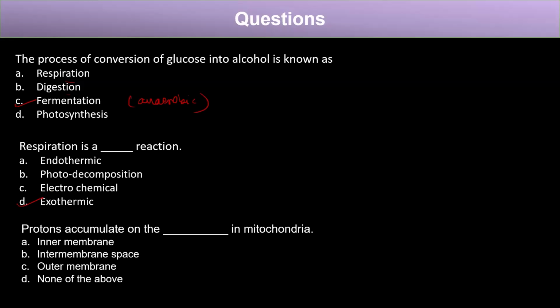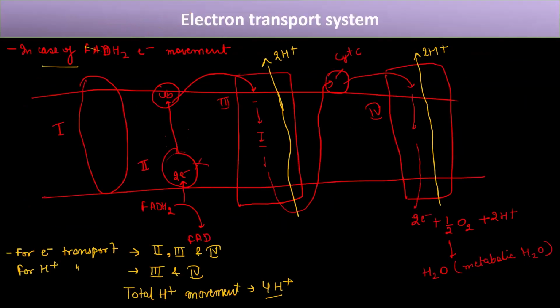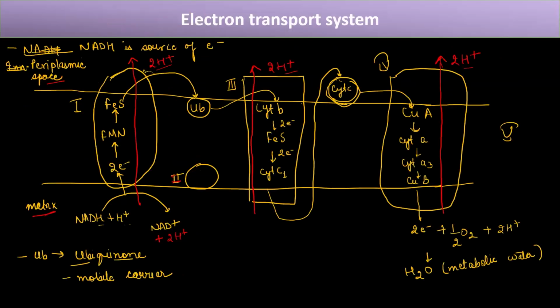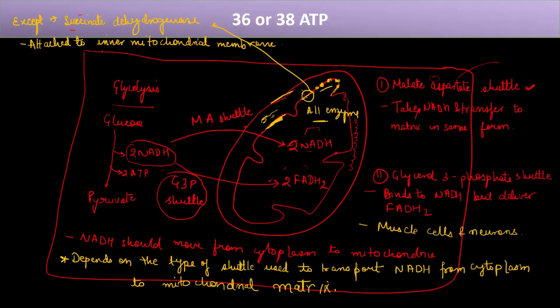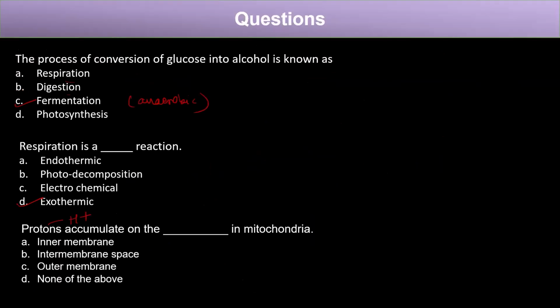Now, protons accumulate on which side of the mitochondria? Proton means what? Hydrogen ions, right? So where do they get accumulated? We have just seen it. Yes, it gets accumulated here, right? This space is the intermembrane space. So it gets accumulated in the intermembrane space.